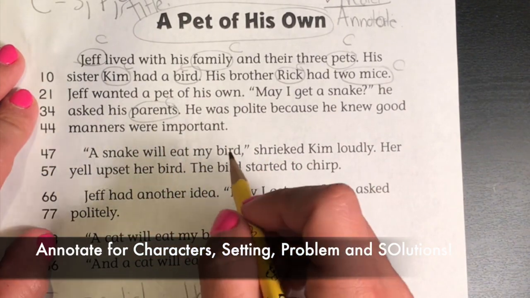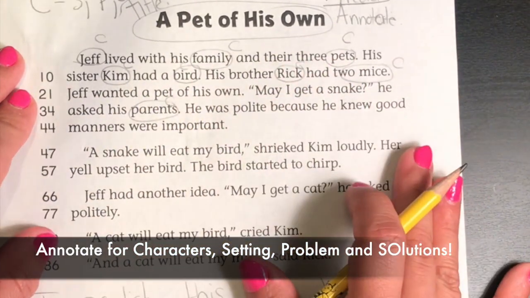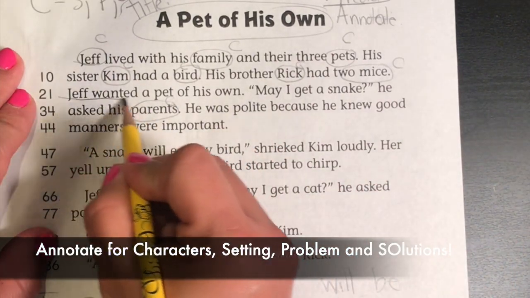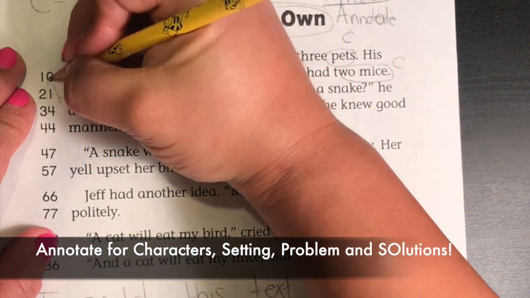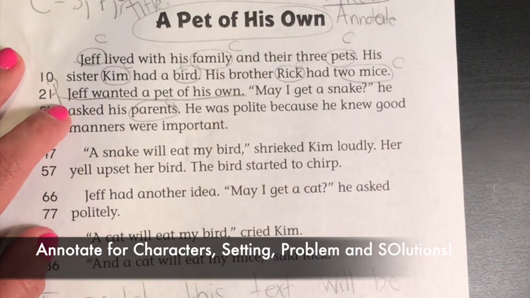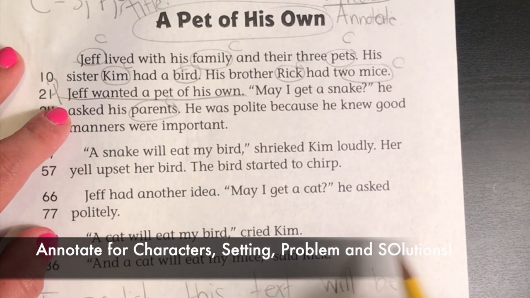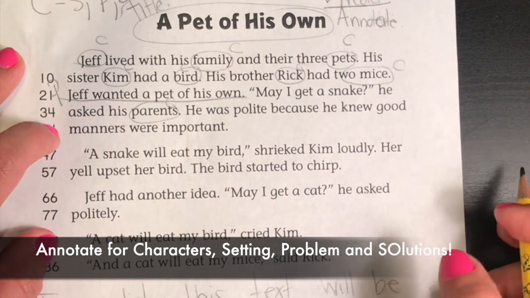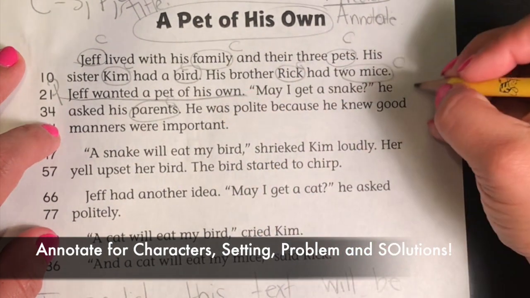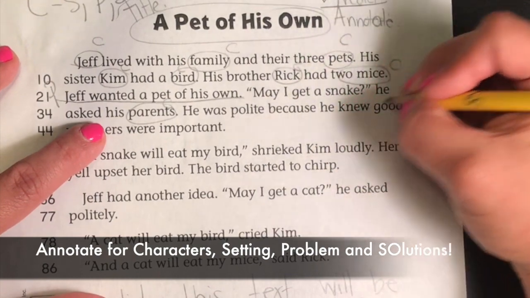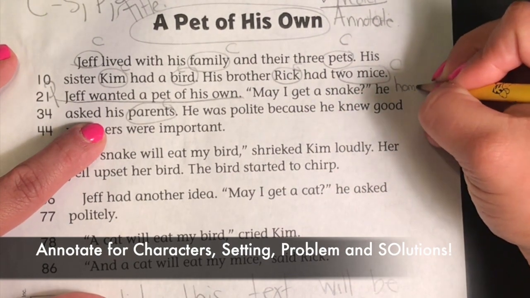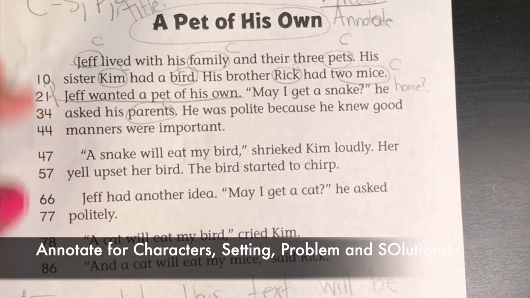So right here, we have our problem in the first paragraph, right? Jeff wanted a pet of his own. That's our problem. Now let's think back about the setting. The setting seems to be, we don't know yet, right? But it seems like it's at home maybe. So let's write it down. All right. Now let's do the next paragraph.